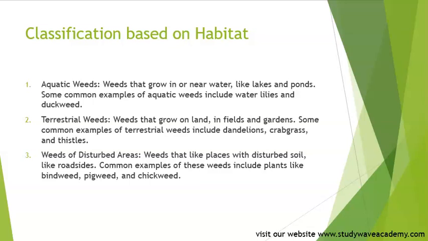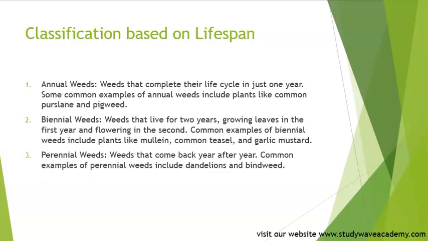So next, we are going to be looking at classification based on lifespan. Classification based on lifespan is how long these weeds live. One, we have annual weeds, weeds that complete their life cycle in just 1 year. Some common examples of annual weeds include plants like common purslane and pigweed. Annual weeds are plants that complete their entire life cycle in just 1 year, which is relatively short.